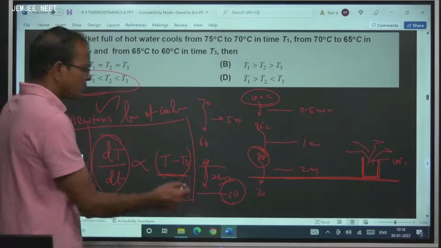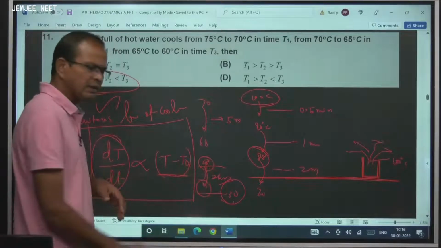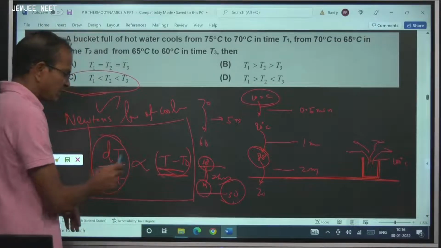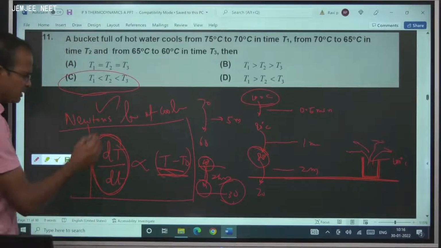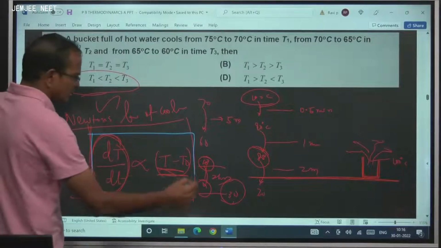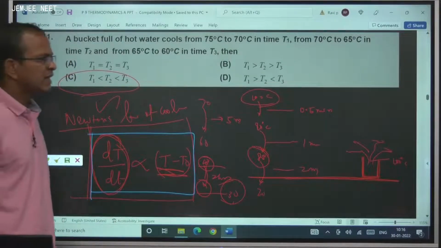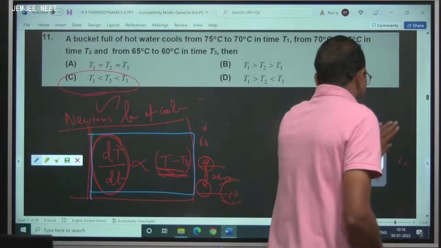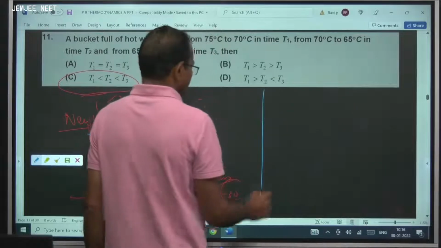But when you want to cool from 40 degree to 30 degree, it may take hours together. This difference is very, very less, so the rate of cooling is also less. So this is what is called Newton's law of cooling. Please take it down. If you draw a graph, suppose the rate of cooling graph, Newton's law of cooling.